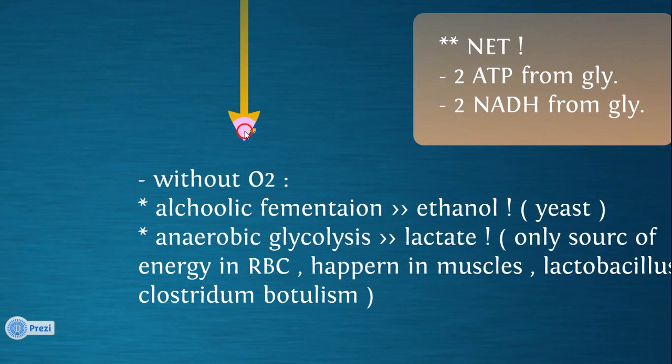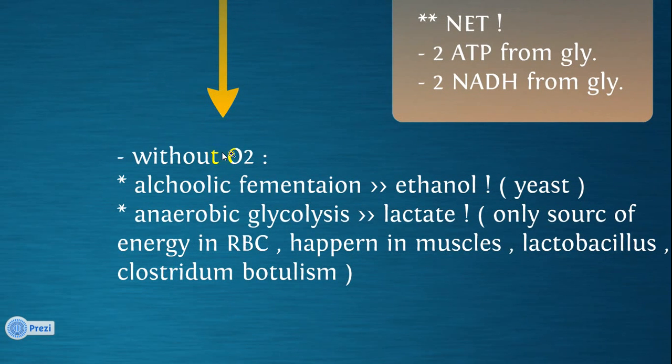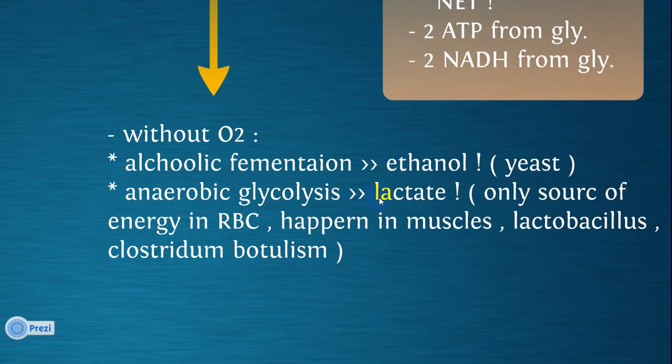Now let's see where the pyruvate can go. Without oxygen, the pyruvate has two ways. Either it goes to alcoholic fermentation and produces ethanol, and this happens in yeast, or it goes to anaerobic glycolysis, and it will produce lactate.